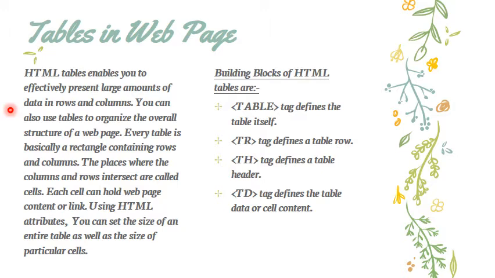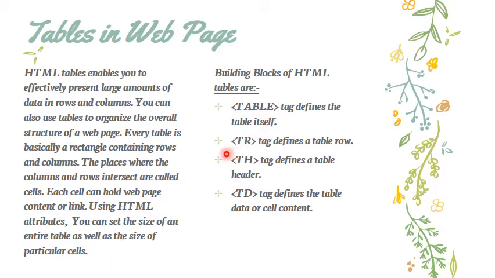Each cell can hold web page content or a link. Using HTML attributes, you can set the size of an entire table as well as the size of particular cells. The building blocks of HTML tables are: first, you have to use the table tag to define the table in a web page. It means to create a table in a web page, first you have to use the table tag.